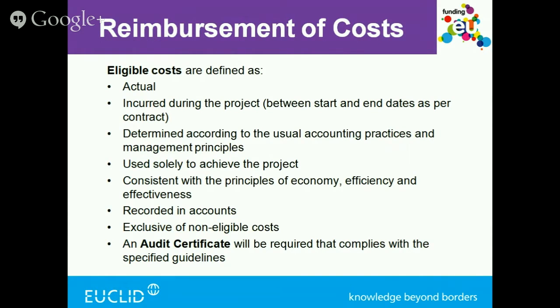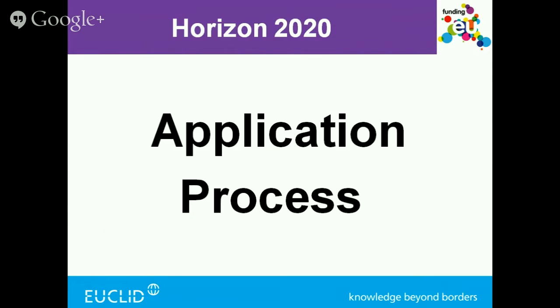Eligible costs are defined as actual costs incurred during the project between the official start and end dates, determined according to the usual accounting practices and management principles, used solely to achieve the project, consistent with the principles of economy, efficiency, and effectiveness, recorded in the accounts, and exclusive of non-eligible costs. Okay, fairly straightforward stuff. And you will require an audit certificate for the final reporting stage, which complies with the guidelines and so on, just to make it absolutely clear that you spent the money in the right way on the right things, and so on.